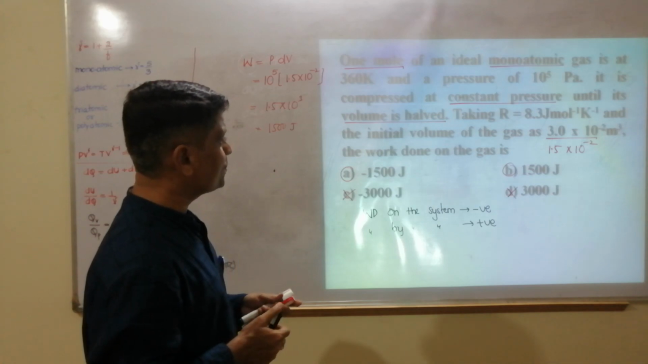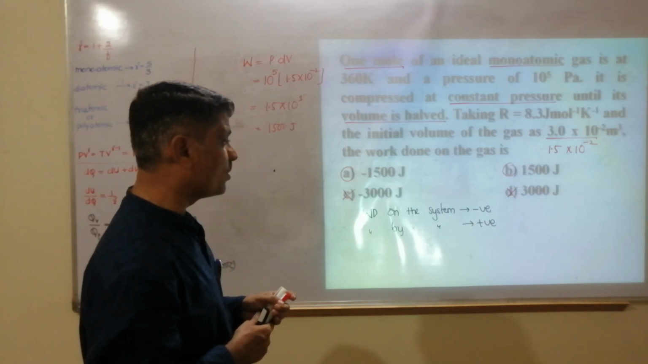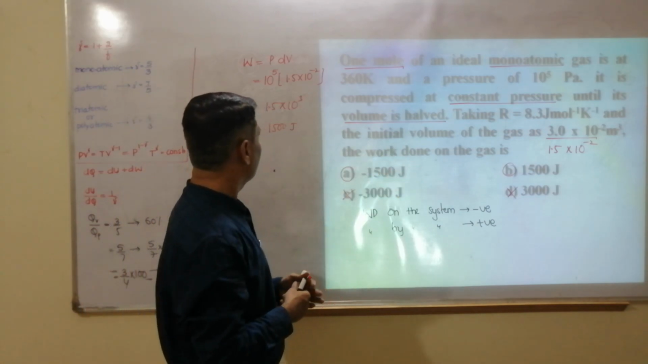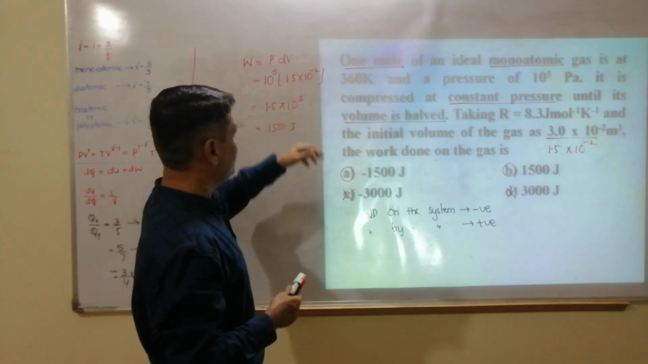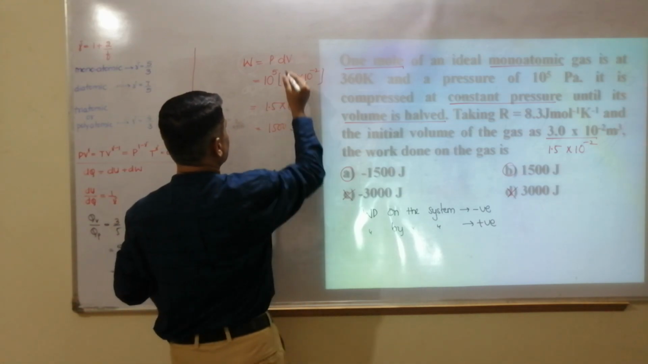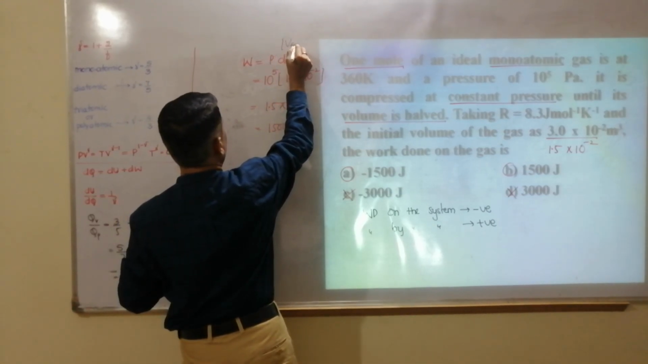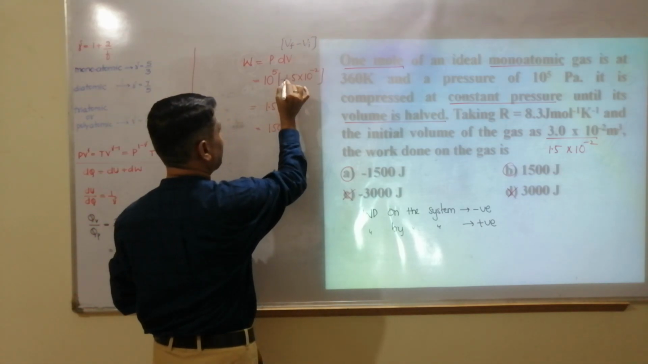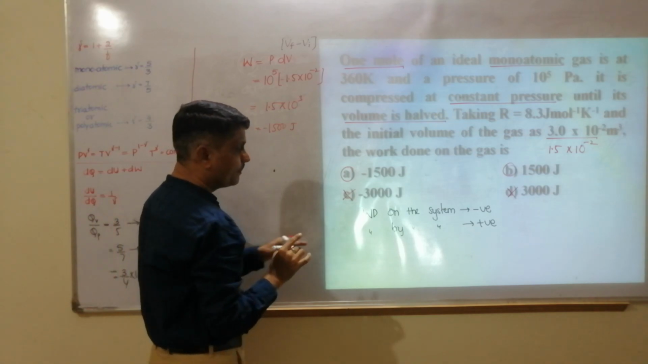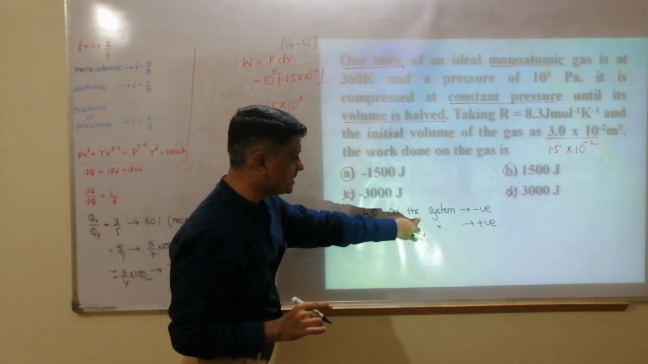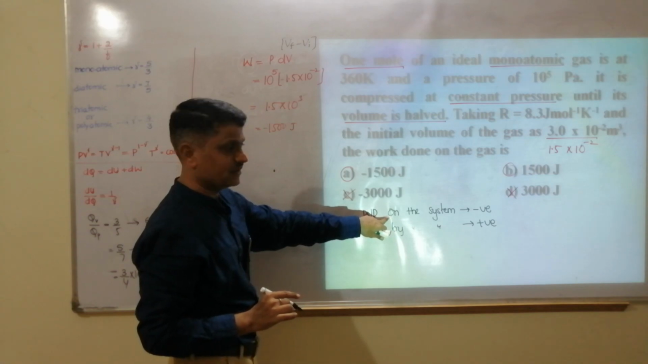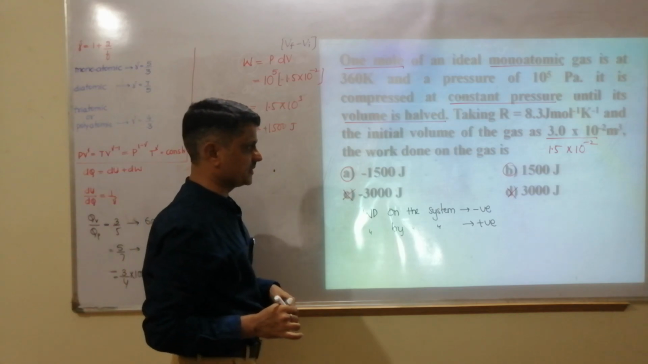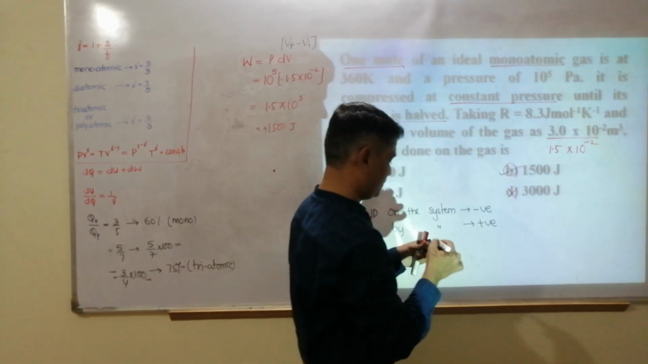See here, the question is work done on the system. Whenever we are calculating dV, it should be taken as V final minus V initial. So this will be negative. But work done on the system is negative. Minus of minus will be plus. Hence the answer is the second one.